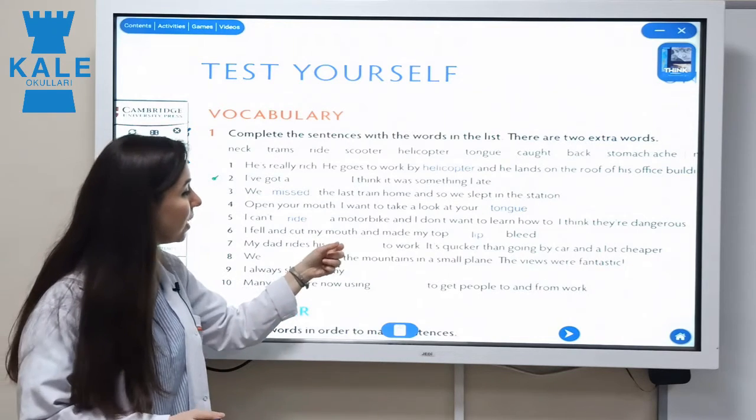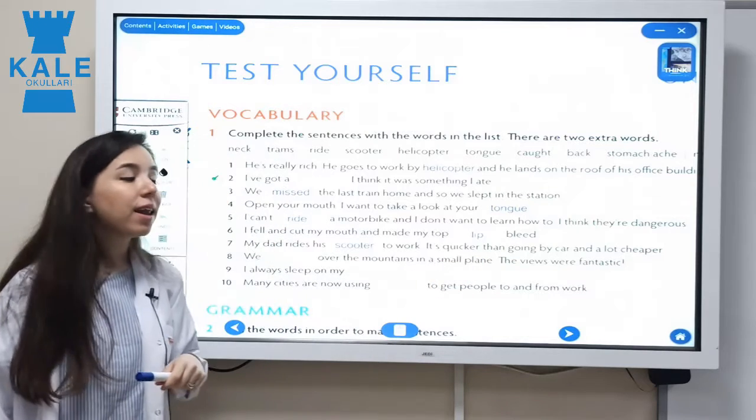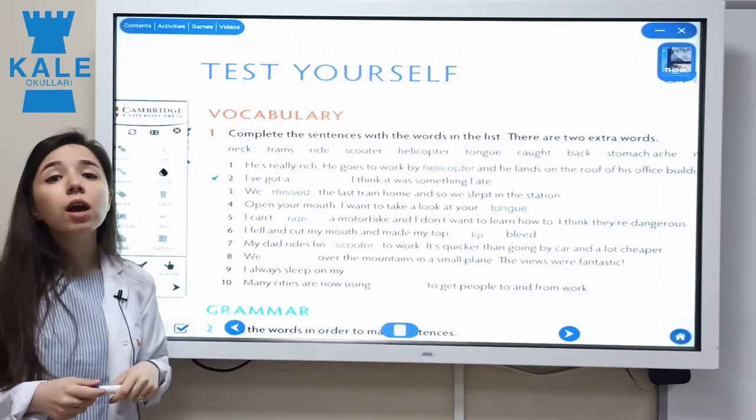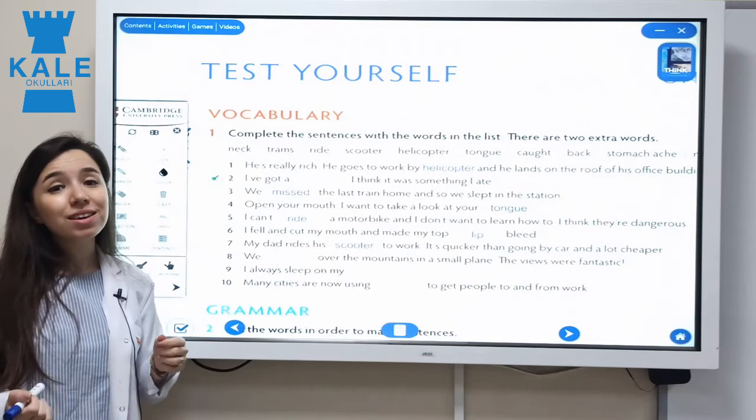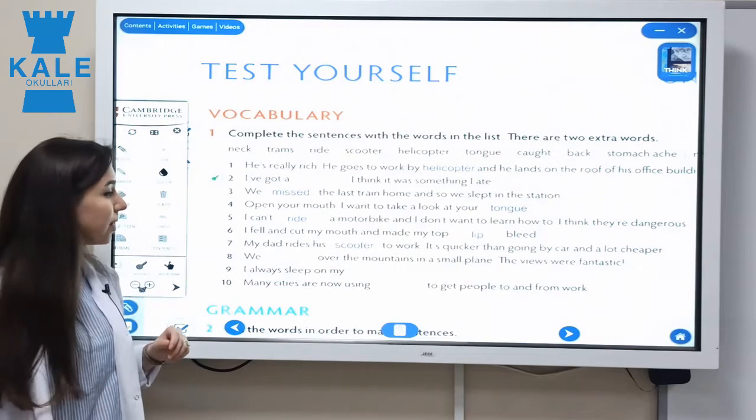My dad rides his scooter to work. It's quicker than going by car and a lot cheaper. Yes, a scooter is really a great option for going, but it's a little dangerous at the same time, mostly for children. Yes, it's dangerous.